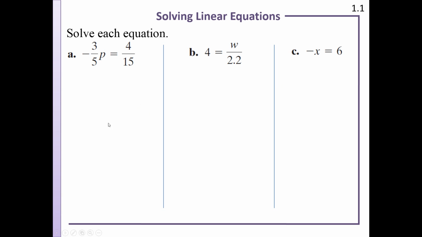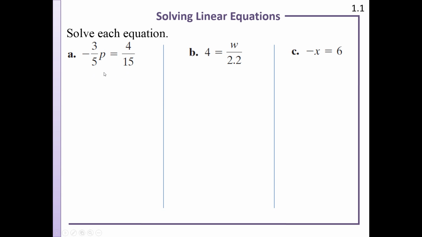Now we have a few other simple examples. In each case there's a letter which represents the variable. Now in the first case, the variable is p and it has a coefficient of -3/5. Now, when we solve the equation, we want the coefficient of the variable to be just 1. We want to know what 1p is equal to, not what 3/5 p is equal to or -3/5 p.